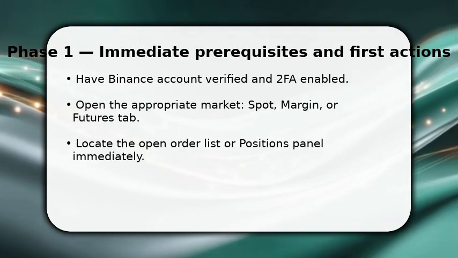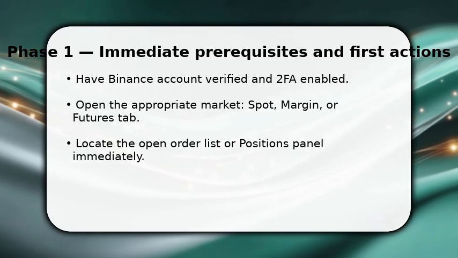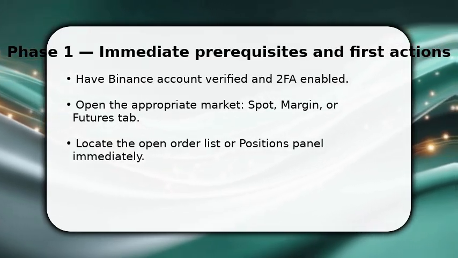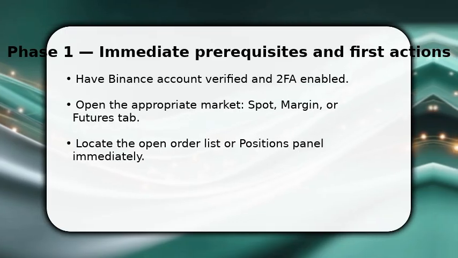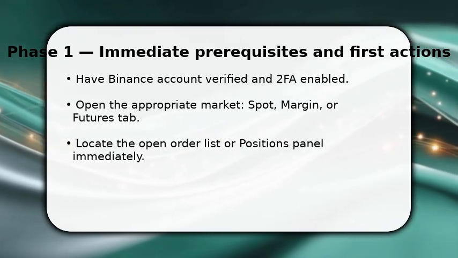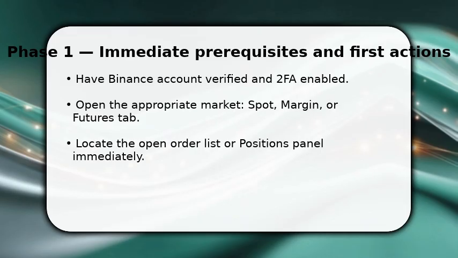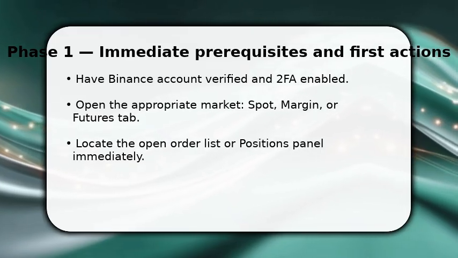You already have verification and 2FA, now act. Open Binance and pick the correct market, spot, margin, or futures. Then go straight to open orders or positions. Once there, identify the trade you want to cancel by pair and order type.